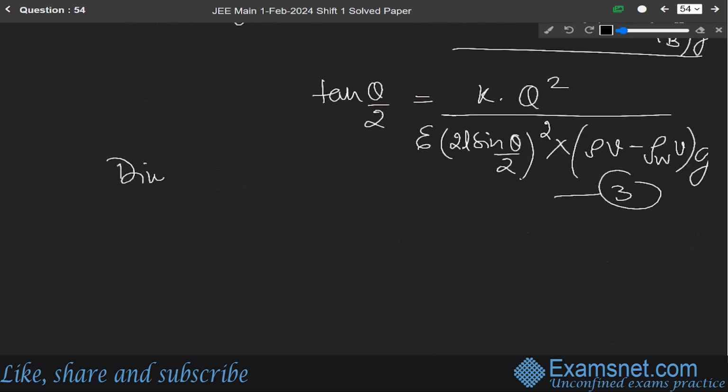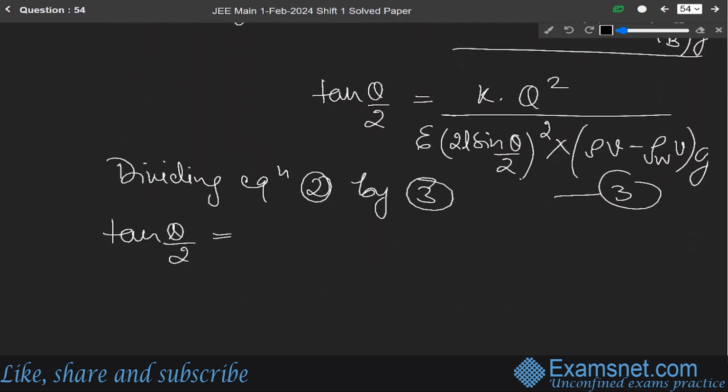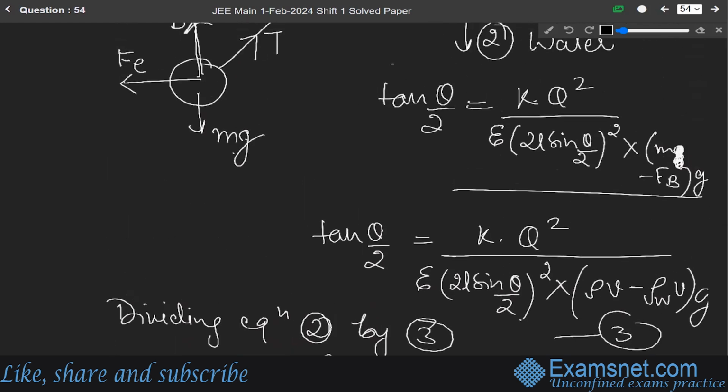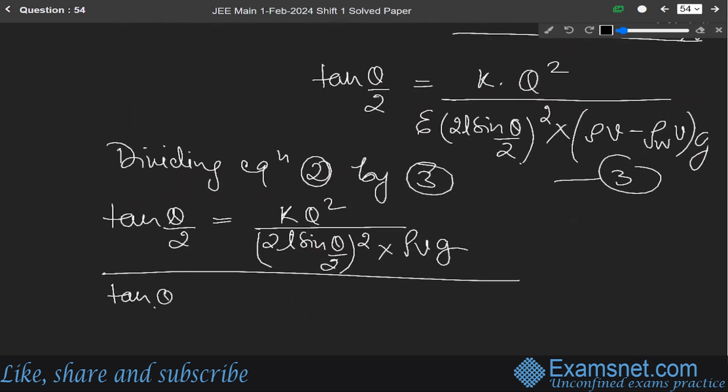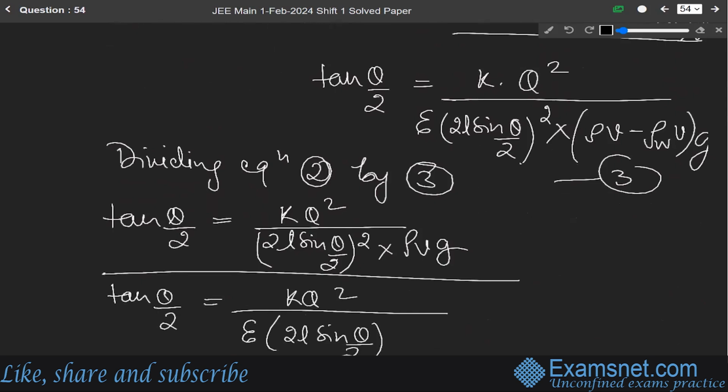Now from equation 3 and 2, dividing equation 2 by 3, we get tan theta by 2 equals k q square over 2L sine theta by 2 whole square into rho v g, over equation 3, that is tan theta by 2 equals k q square over the dielectric constant into 2L sine theta by 2 whole square into rho v minus rho w into v into gravity.